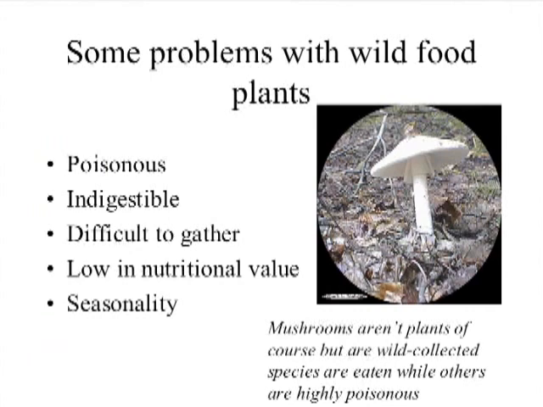In fact, many wild food plants are quite problematic for us. Many wild food plants are poisonous. Examples that come immediately to mind are, of course, mushrooms. Many wild food plants are indigestible to us. A lot of leaves are very fibrous, stems are fibrous. They're things that we can't digest.